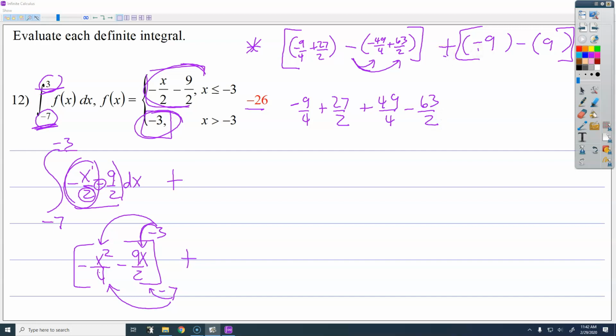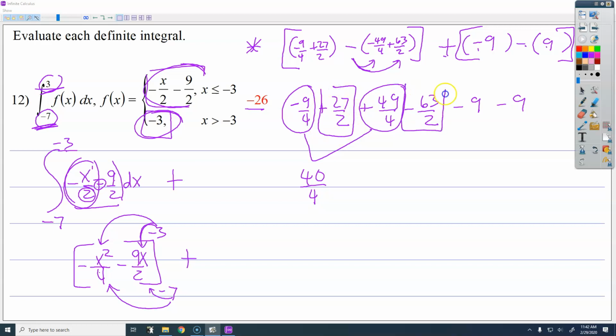Adding a -9 is just -9, and then subtracting 9. So we get rid of our parentheses by distributing negatives. After that, I would advise you to combine any fractions that are the same, like the 9/4 and the 49/4 there makes 40/4. We have the 27 over 2 and the -63 over 2 have a common denominator.